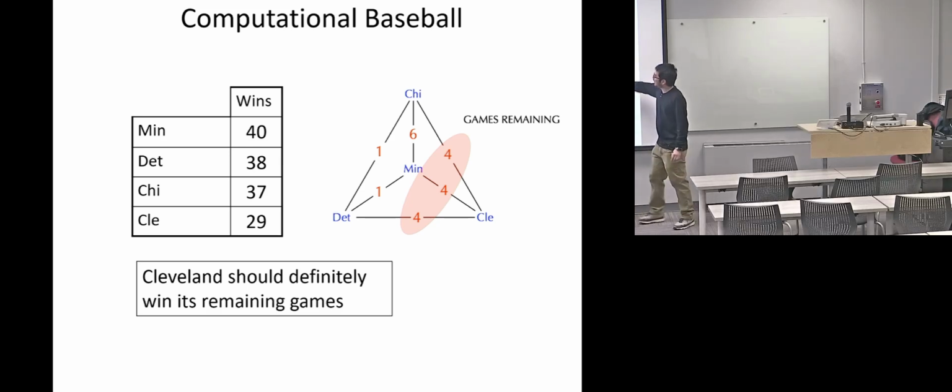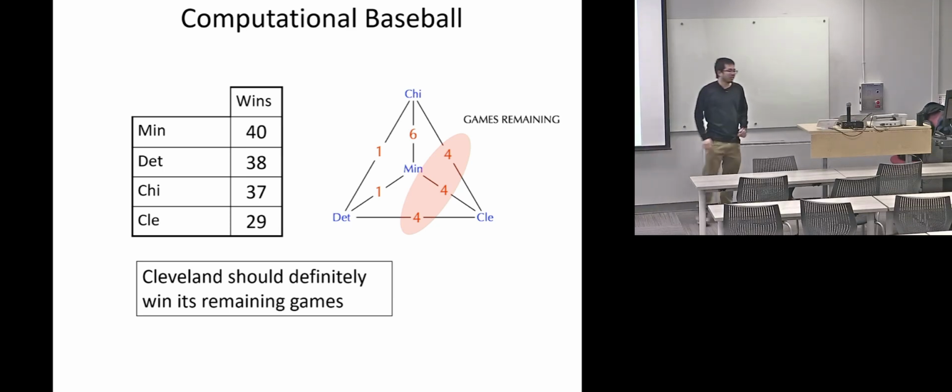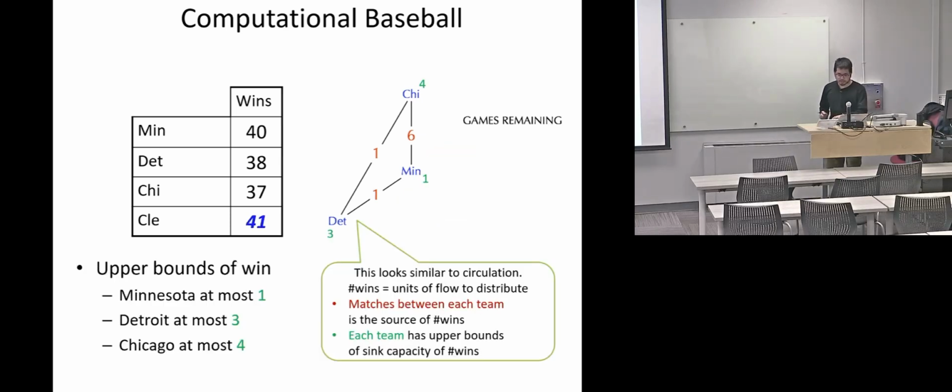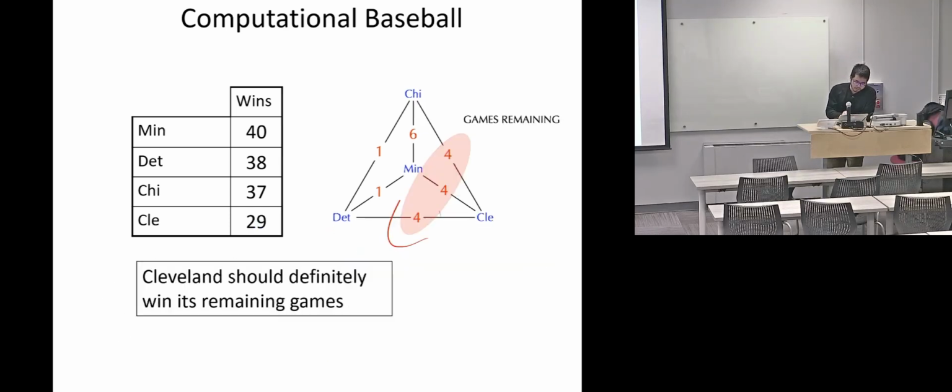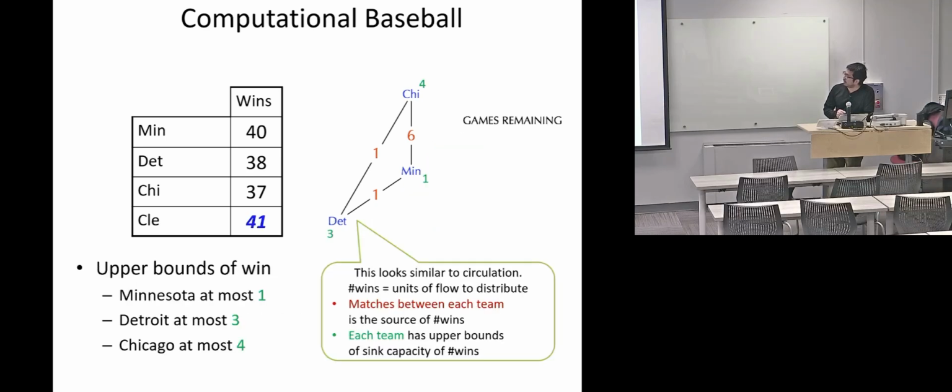But even if it wins everything that it can win, it's still not clear that it can be the first rank, because the other teams still need to play, and their number of wins might increase a bit too. But if I assume that Cleveland wins all the remaining matches, then it increases the number of wins of Cleveland to this. What to do next?